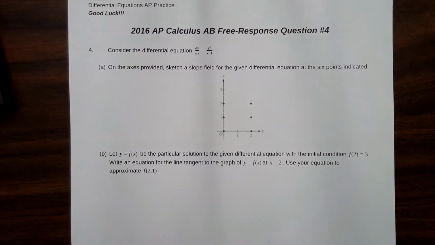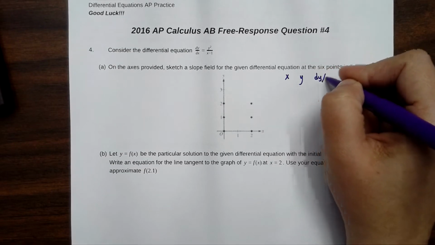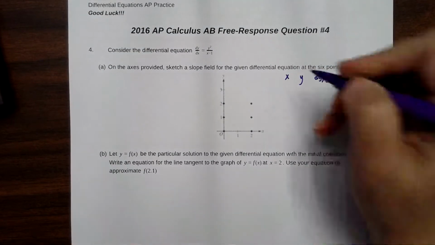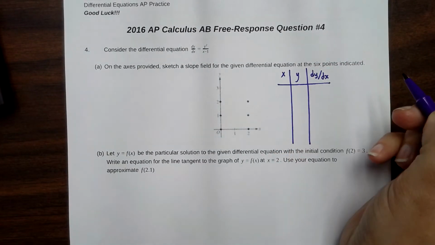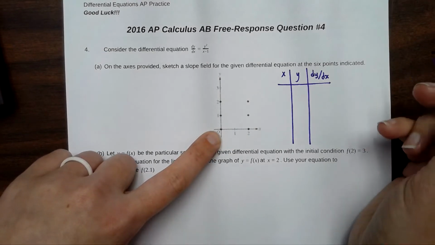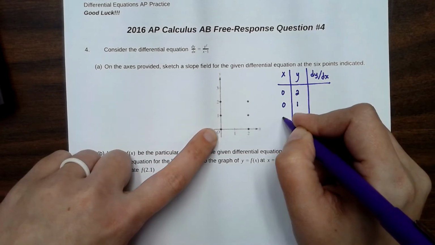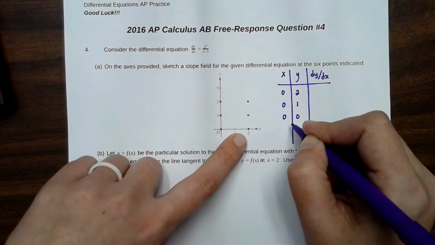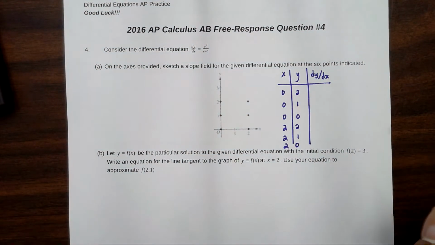While it is possible to do this in your head, I find I am less likely to make a mistake when I have an organized list of the points and the slopes I calculate. So I would start with x, y, and then the calculated dy over dx, or slope, that I get by using those values in my differential equation. The 6 places where we're asked to draw the slope are (0, 2), (0, 1), (0, 0), (2, 2), (2, 1), and (2, 0).